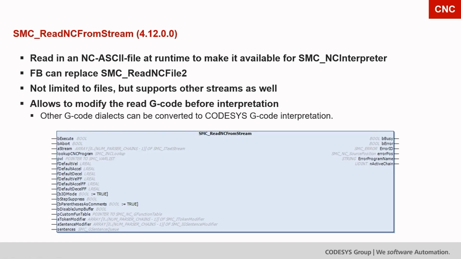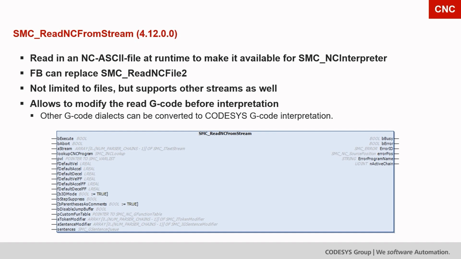Now we come to the CNC section. There is a new block with the name SMC Read NC from Stream, and it is intended to read CNC programs not only from files, but more generally from streams, and to make them available to the SMC NC interpreter block for further processing. Thus it replaces SMC Read NC file 2, and one can use it more flexibly, for example, to process directly the contents of a string.